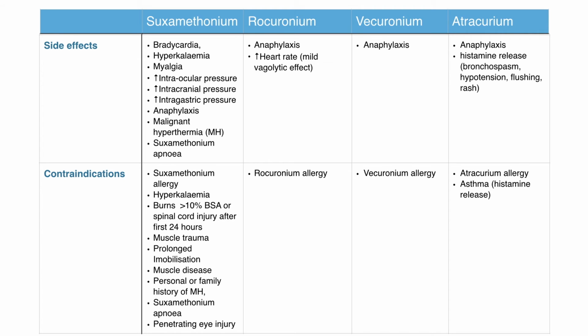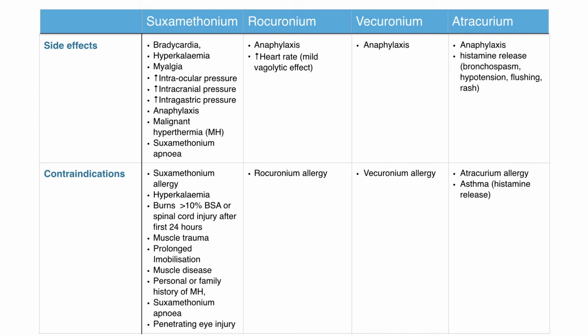So when you know the side effects, the contraindications then make sense. So with Suxamethonium, obviously, if you're allergic to Suxamethonium, you shouldn't give it. If there's a family history or personal history of Sux apnea, it shouldn't be given. Likewise with a history of malignant hyperthermia. If your patient's got a high potassium level, because it will elevate the potassium, it shouldn't be given.